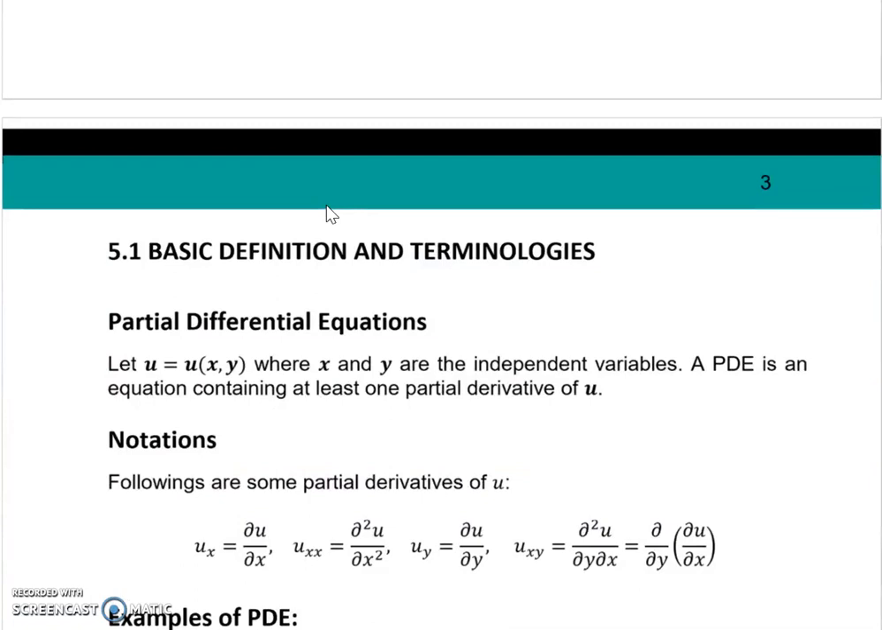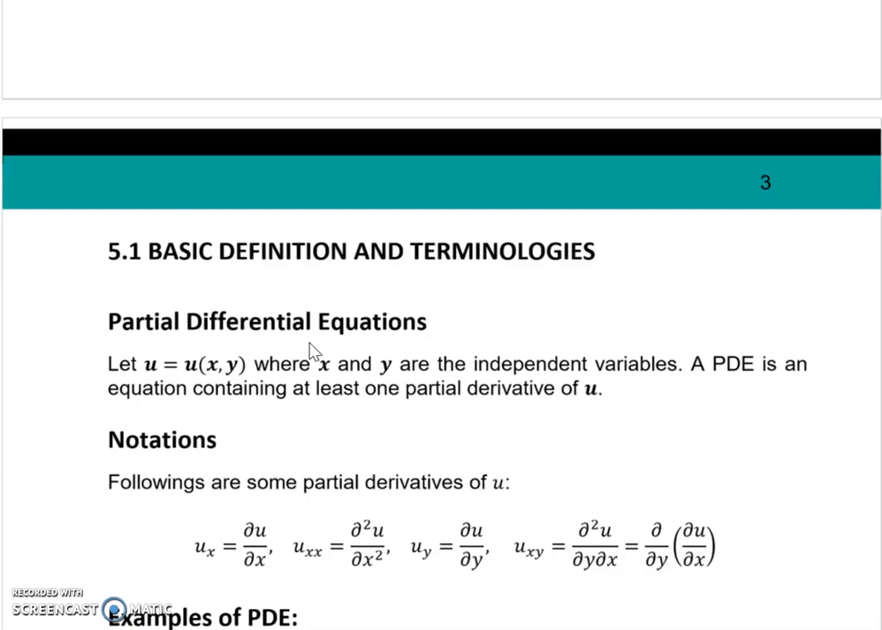So what is the PDE? The PDE is basically a differential equation that consists of more than one independent variable. In contrast to the PDE is the ODE. What we have discussed so far is normally on the ODE. We have the first chapter, second chapter, and a little bit of the third chapter at the last part. All of them involve the ODE.